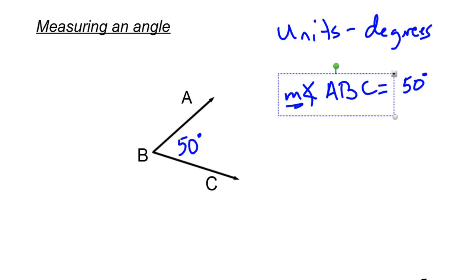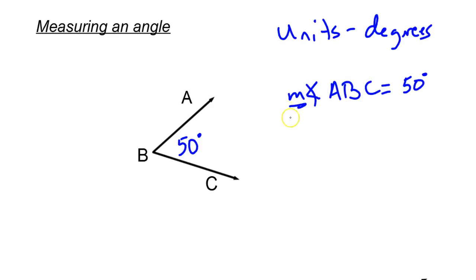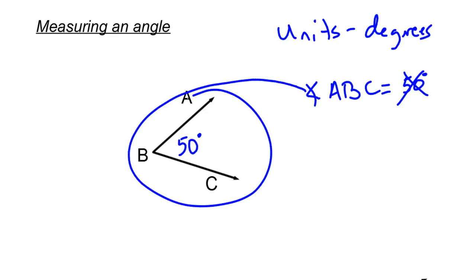Now it's important that if you don't see this degree sign right there, if you don't see this little m, right, that says think of the angle itself, don't think of a number. This would be wrong. You want to think of just the gap, okay?